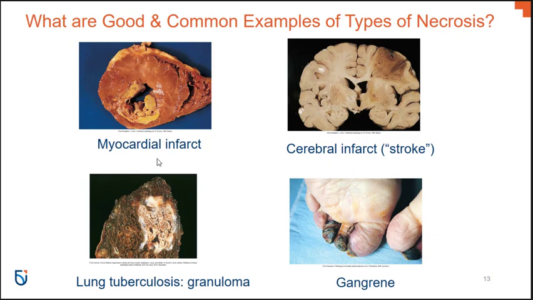So, continuation from the previous slide, here we have at the top left a myocardial infarction, or a heart attack, which would be coagulative necrosis. On the right here, we have a cerebral infarct, or a stroke. You might recall that this is a type of liquefactive necrosis. Down here, we can see TB of the lungs, and this is a type of caseous necrosis. And then this is showing you gangrene. So those toes would be amputated.